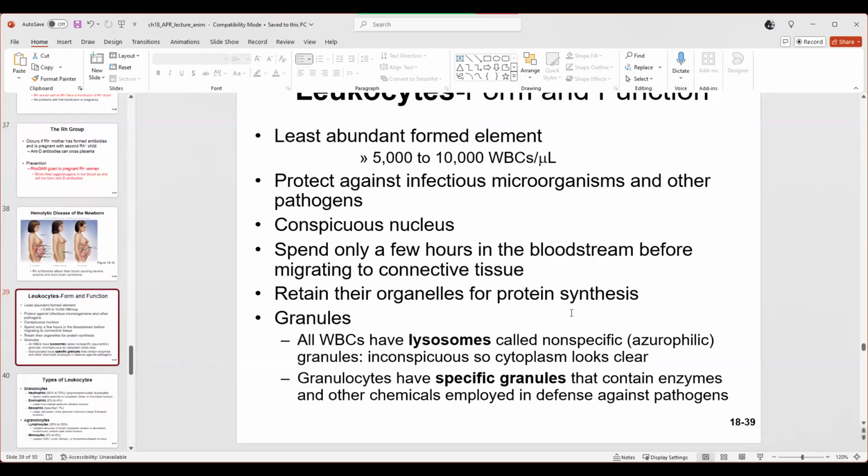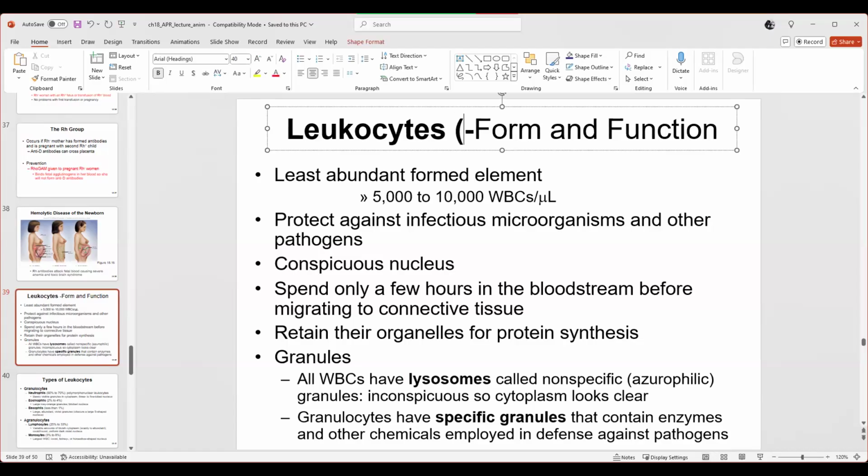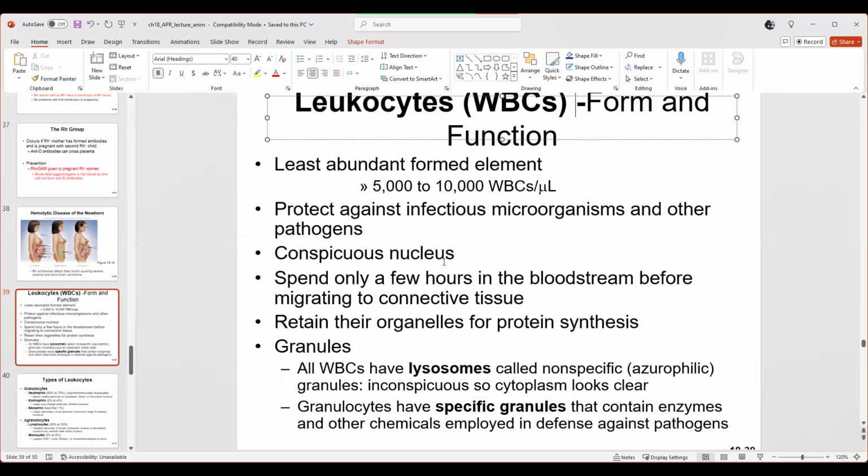Leukocyte functions. Leukocytes are white blood cells, so I'm just going to write that down as WBCs. When you hear of leukocytes, leukocytes are a general name for all white blood cells. They're the least abundant of the formed elements, 5 to 10,000, as we wrote up there, right? They protect against infectious microorganisms. They have very cool looking nuclei, sometimes looking like sausages. Sometimes they're really large, almost taking up the entirety of the cell, right?